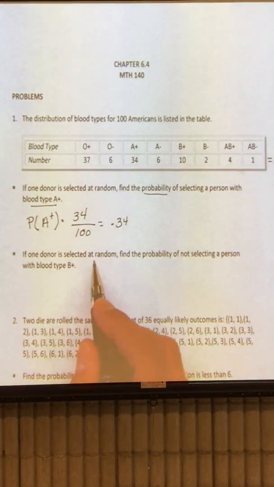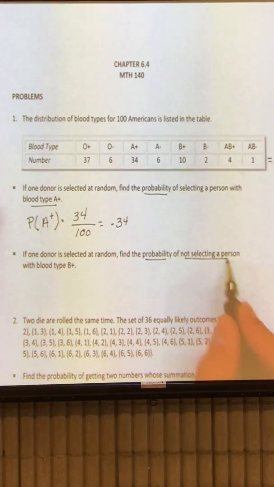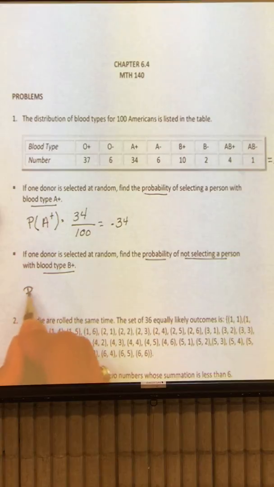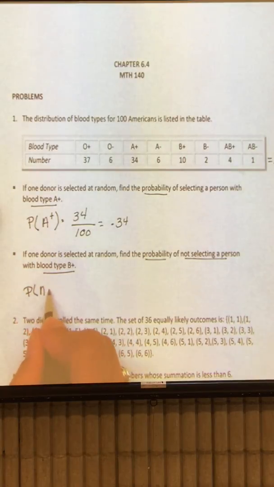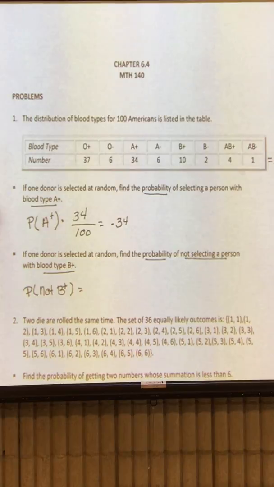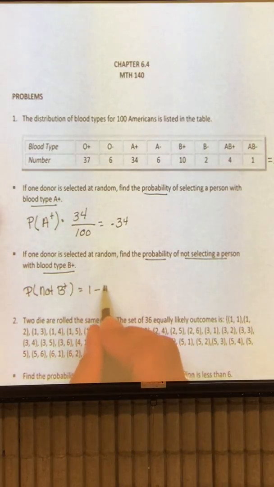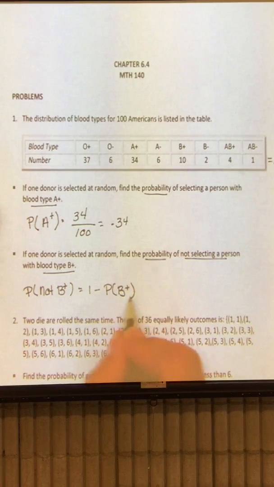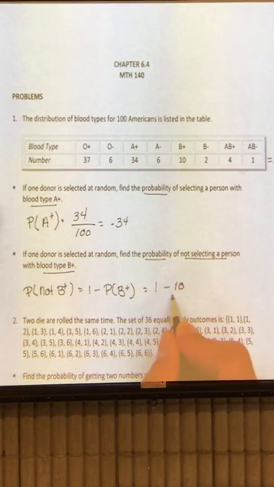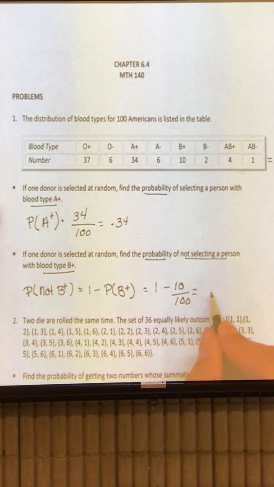If one donor is selected at random, find the probability of not selecting a person with blood type B positive. So to find the probability of selecting a person with not blood type B positive, you have 1 minus the probability of B positive. Here the probability of B positive is 10 divided by 100. So 1 minus 10 divided by 100 is equal to 0.90.